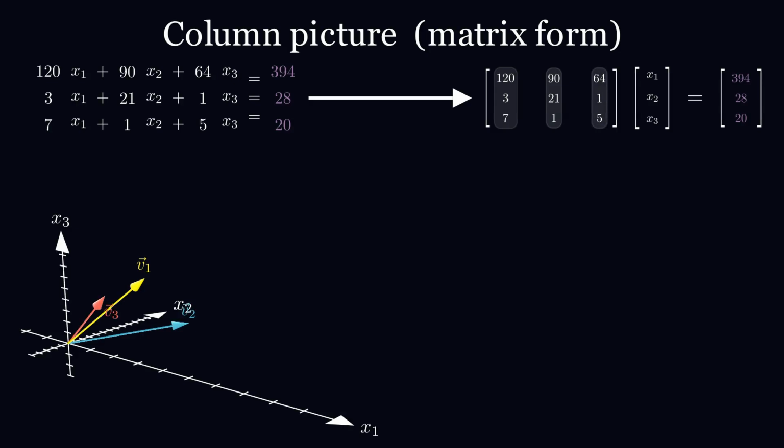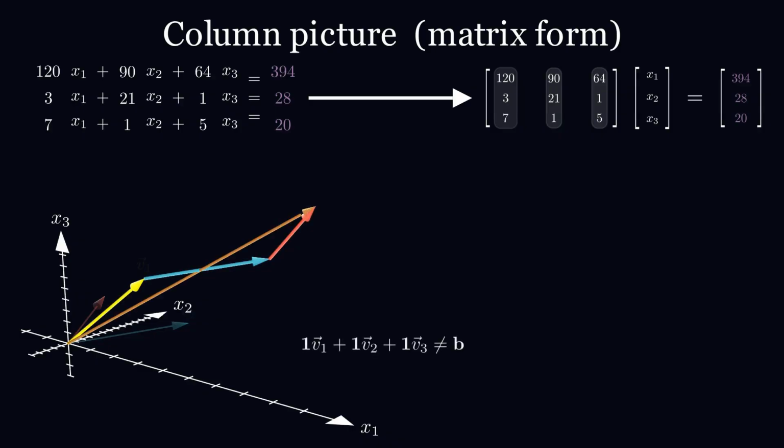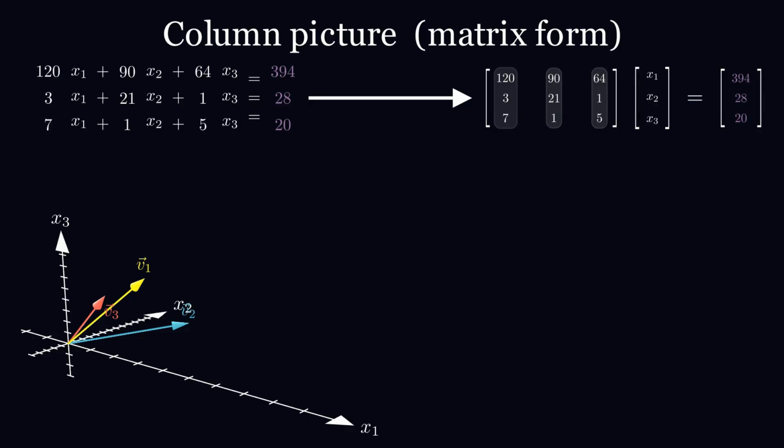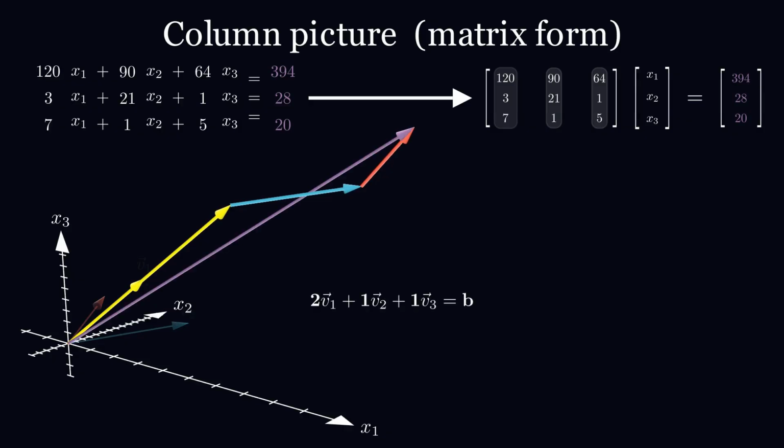Now, let's take these vectors and try to combine them. Geometrically, adding vectors means placing them tip to tail. If we try a simple combination, we might not land exactly on B, so that doesn't give us a solution. But we can adjust the scalars, right? Stretch or shrink the vectors differently. And in this case, 2 times the first vector plus 1 times the second vector plus 1 times the third lands exactly on B. So the solution is exactly what we expected from before.